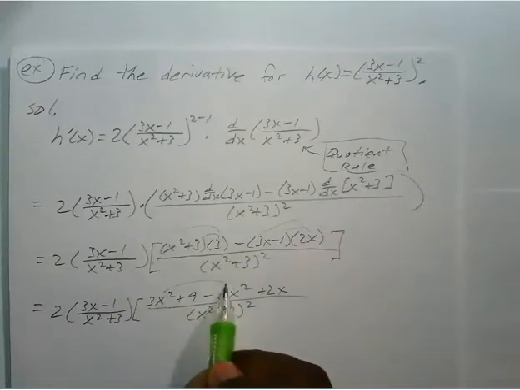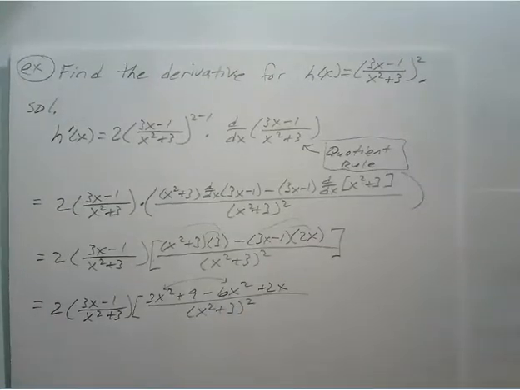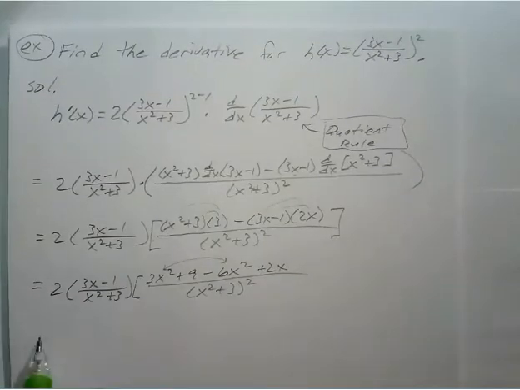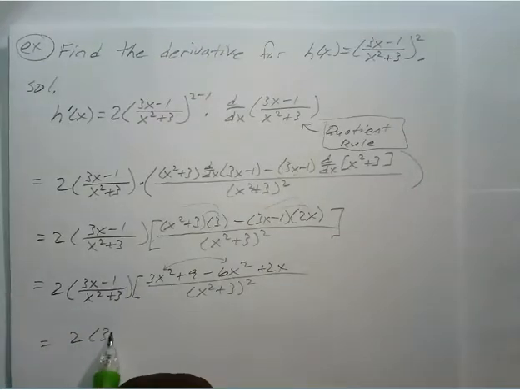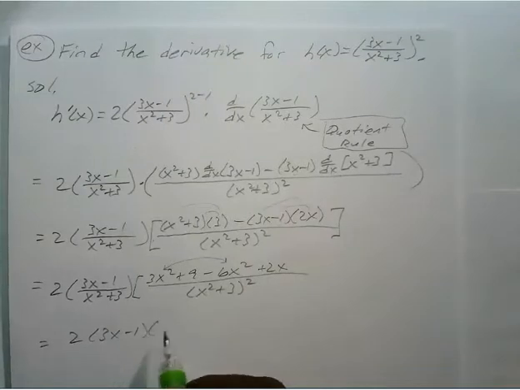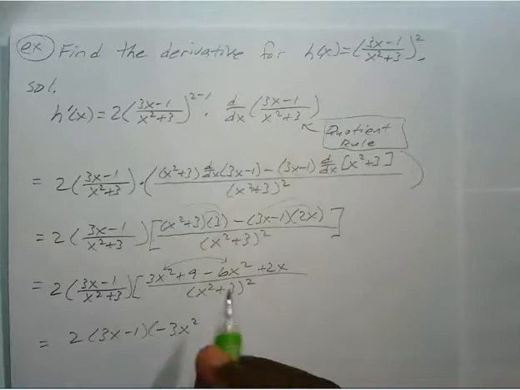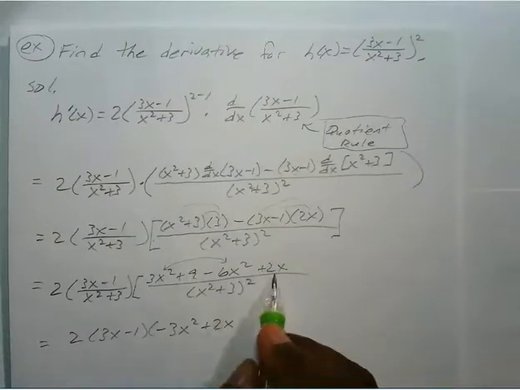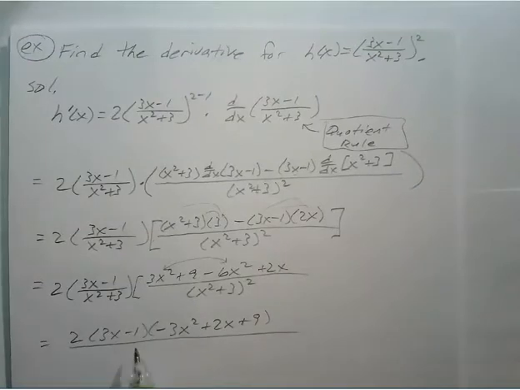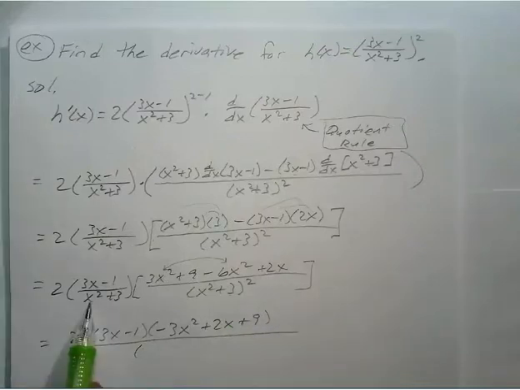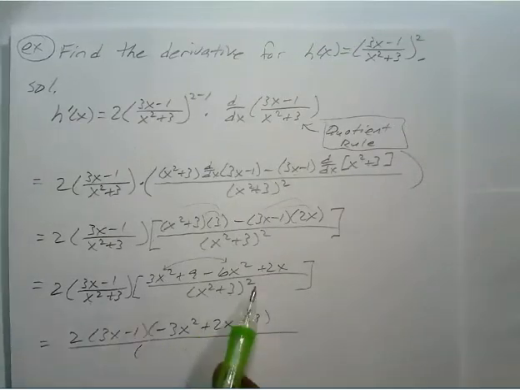Alright, so once we go ahead and combine those two, we end up with 2. We can actually separate these, so you have 3x minus 1 times 3x squared minus 6x squared, which is negative 3x squared, plus 2x plus 9, all over, you have (x squared plus 3) squared, and you have x squared plus 3 over here, so that's x squared plus 3 to the third power.